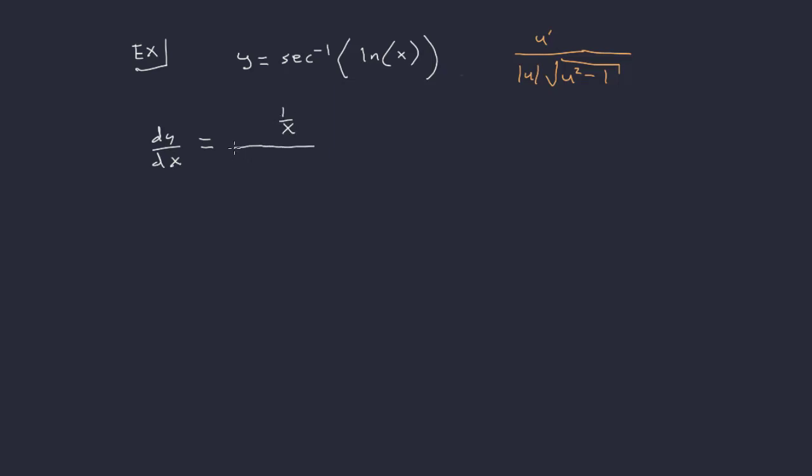Already off to a good start, all right? Then it will be the absolute value of the stuff. So it'll be the absolute value of natural log of x times the square root of now the stuff squared. So it'll be the natural log of x squared minus 1. All right, and there we go. I think I'll just end it there.